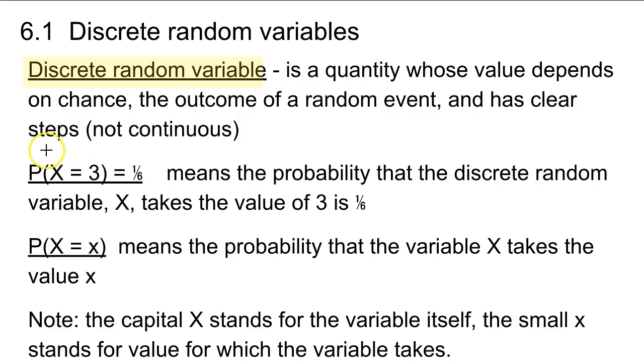Now, this just means the probability of my discrete random variable X, when it's equal to 3, is going to be equal to 1/6. And this just means that when I've got the probability of my discrete random variable X equals x, it could take any given number or there are several numbers. Make sure you're clear that the capital X stands for the variable itself, and the small x stands for the different values that could take its place.